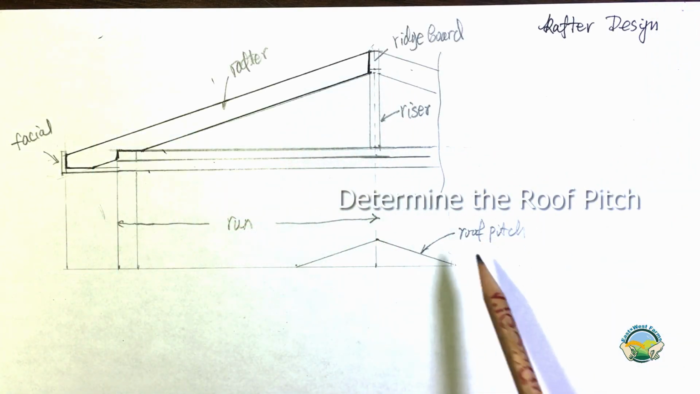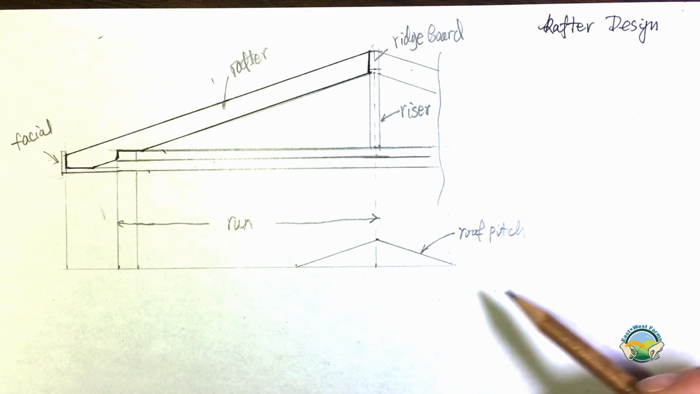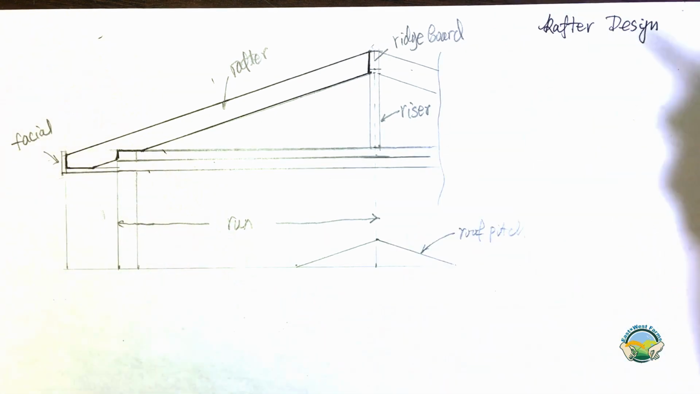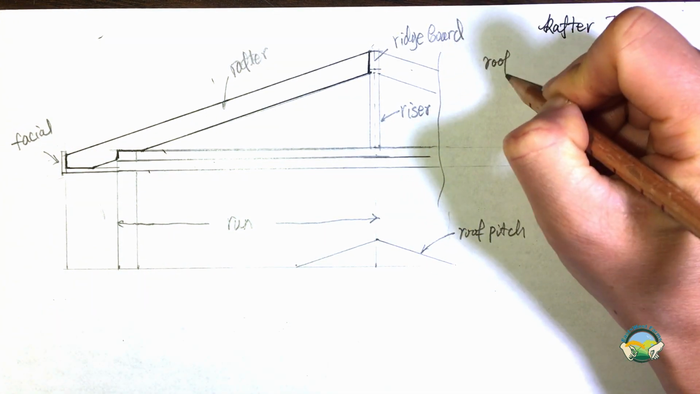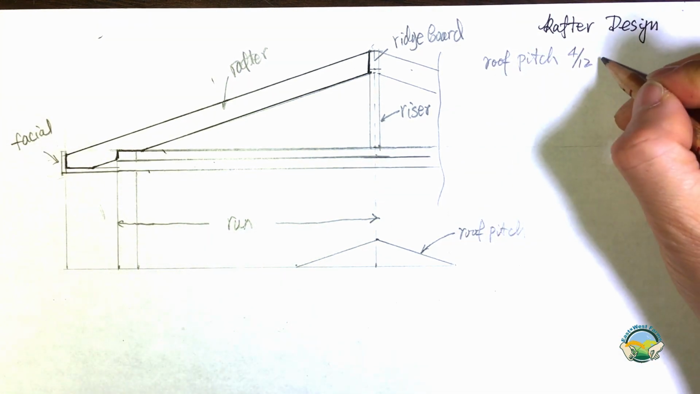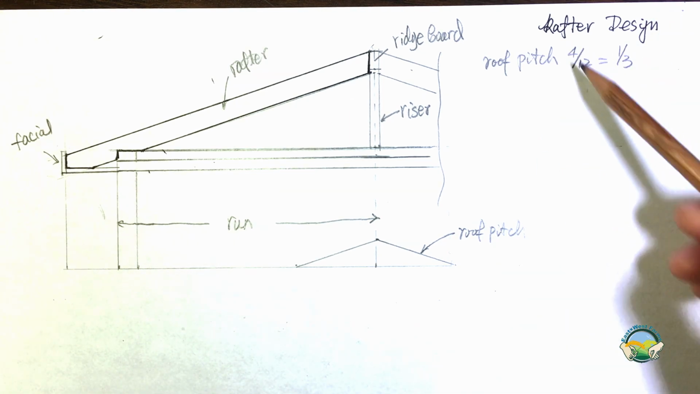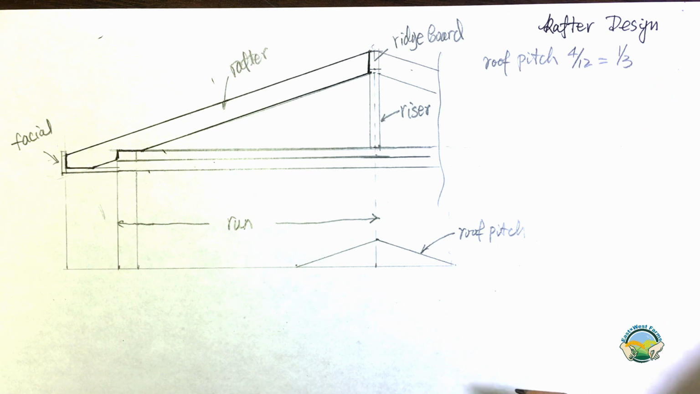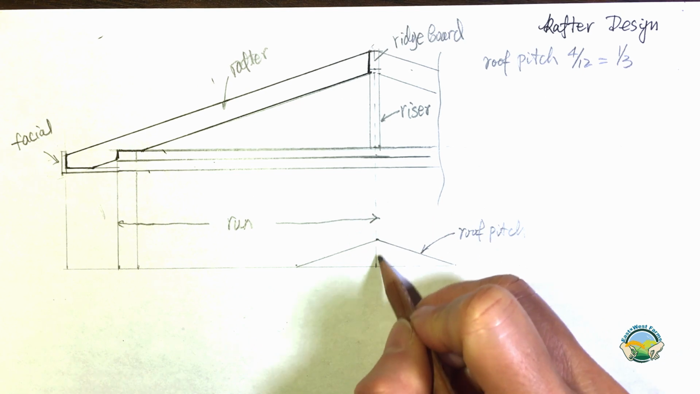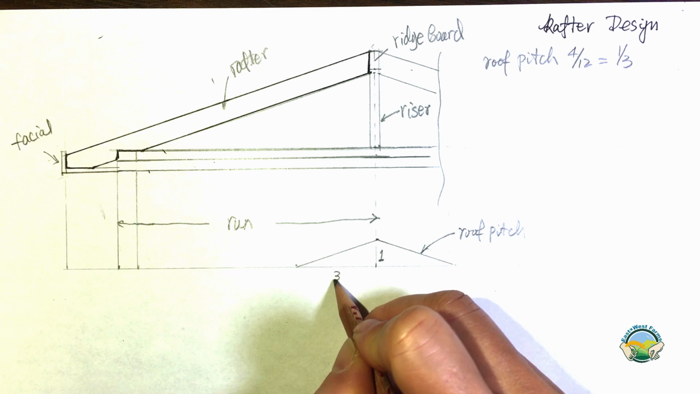The first thing you want to know is the roof pitch. In the US, usually you take the roof pitch to be a multiplier of 1/12. So in this case, my roof pitch is 4/12, and that is equal to 1/3. You take both the top and the bottom divided by 4, you end up with 1/3. What I draw over here is the roof pitch. So that means the vertical dimension is 1 and the horizontal dimension is 3.